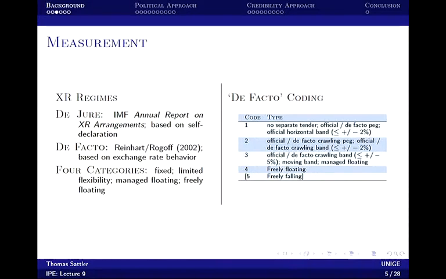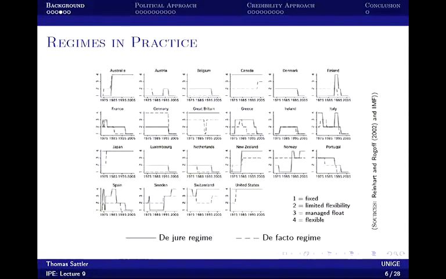So in Argentina, for instance, when the Argentinian peso collapsed. So we're not going to look at them today. We're going to talk about them when we talk about financial crisis. And this is how it looks. This is the de facto and the de jure exchange rate regime.